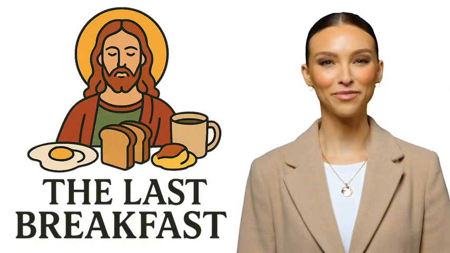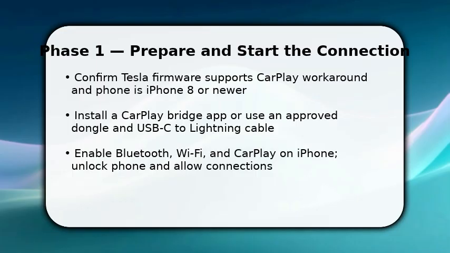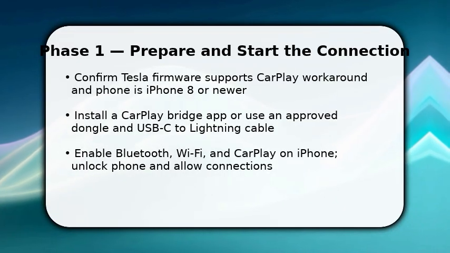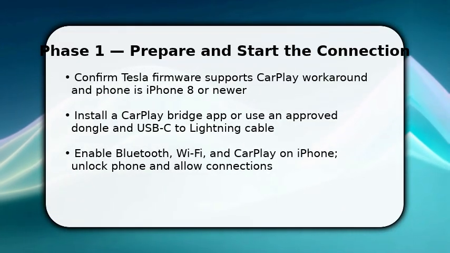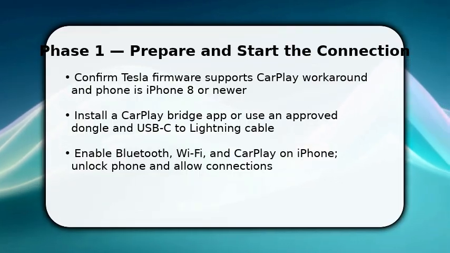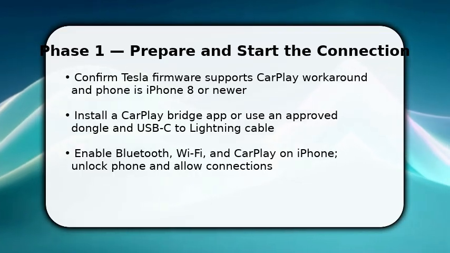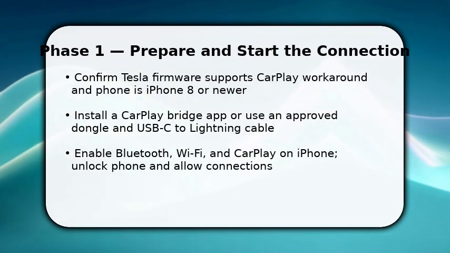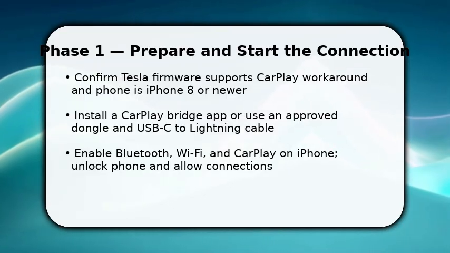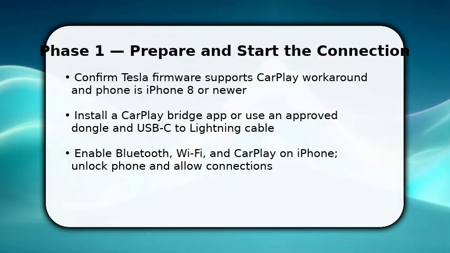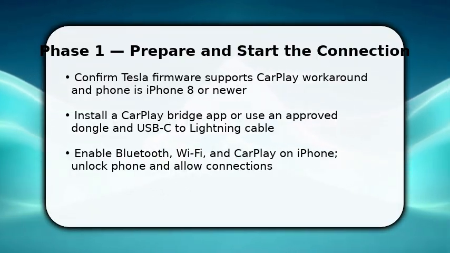Please enjoy the video. You start by preparing both devices. Make sure Tesla firmware and your iPhone meet the workaround requirements, and install the CarPlay Bridge app or plug in an approved dongle. Once done, connect the phone to the dongle via a certified Lightning cable, then enable Bluetooth and Wi-Fi on the iPhone so the bridge can negotiate. Make sure the phone is unlocked and you accept any trust prompts. This allows the Tesla to see Apple CarPlay as an external display and establishes the initial data link.